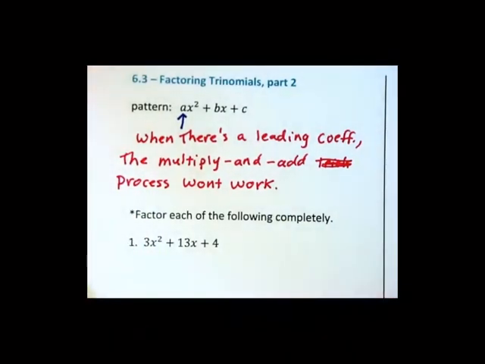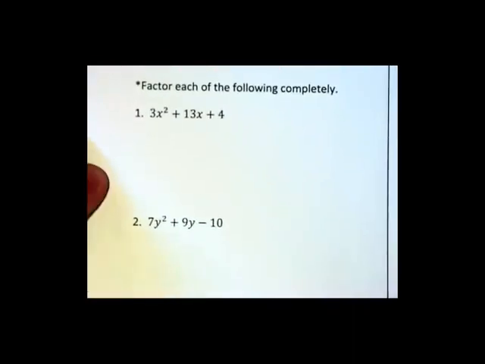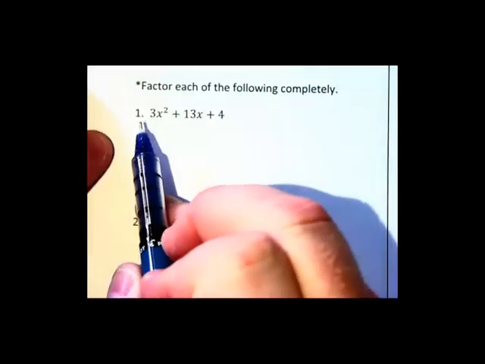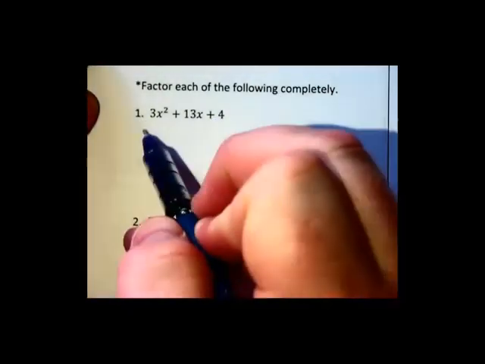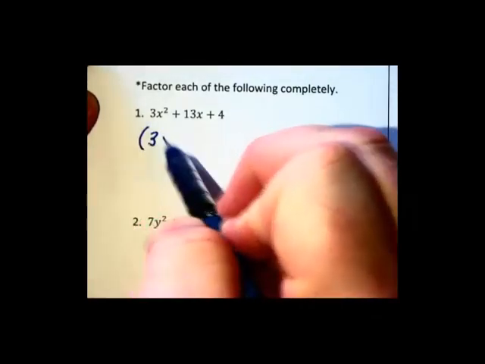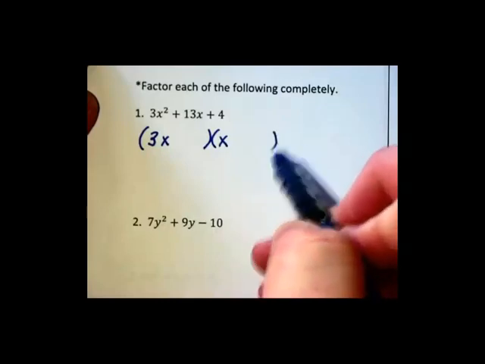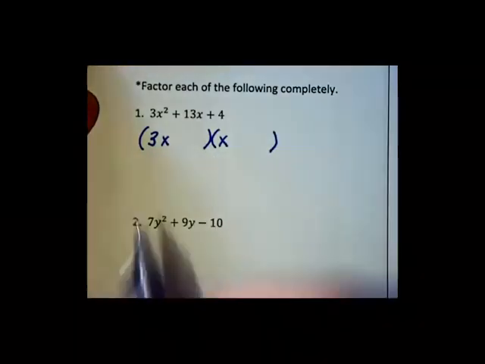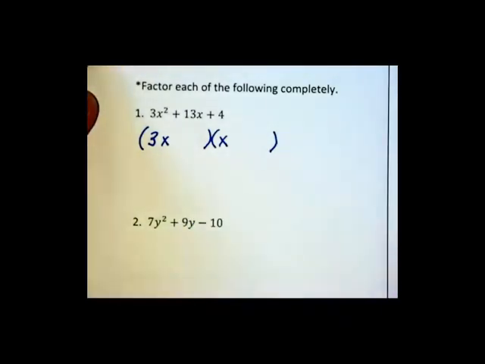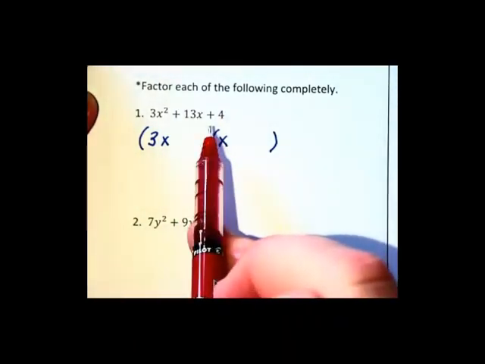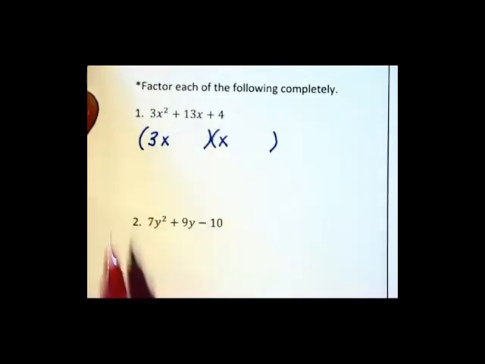So here we go with our first problem. We notice we have a 3 in front. There is no GCF that will factor out of all three terms. In order for this to work, it's going to have to break into two parentheses, one of which has a 3 in it, the other which has a 1 in it. That way the F part of FOIL will work. Now as far as that 4 goes, notice the only multiplication problems are 1 times 4 and 2 times 2, neither of which are going to make that 13.